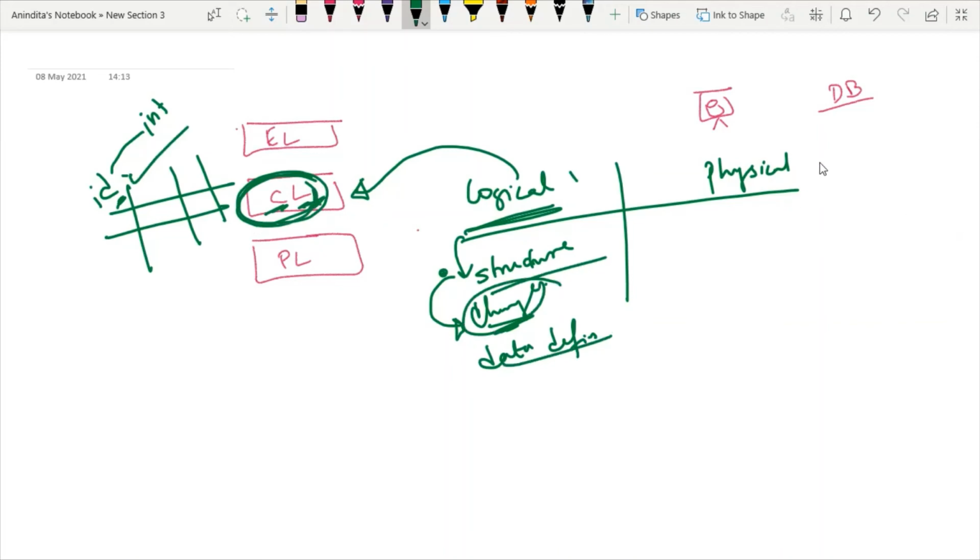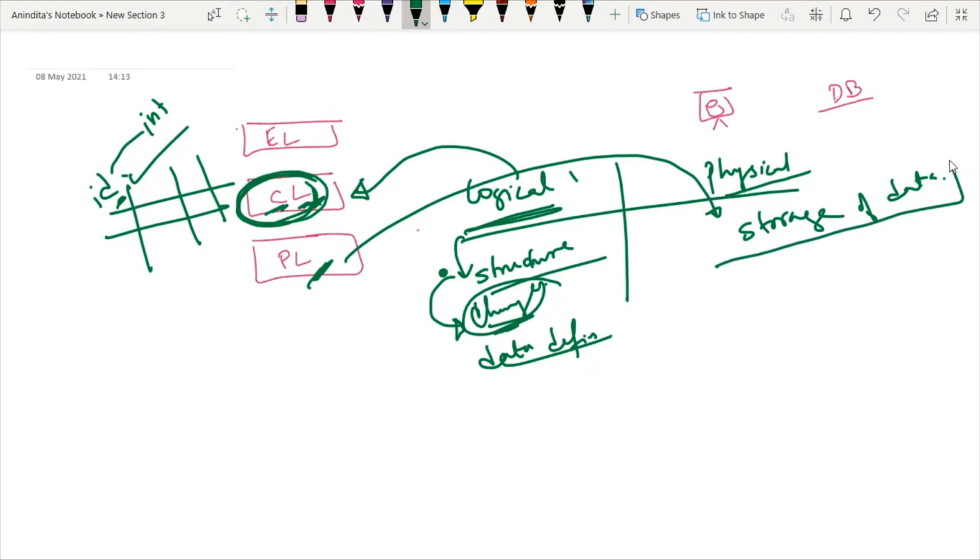On the other hand, what is physical data independence? It is mainly concerned about storage of data. And we know that the physical layer is responsible for dealing with the storage structure, meaning where I am storing the data, whether it is in secondary memory, in disk, or in tapes. Or it also concerns accessibility. So since physical data independence is concerned about data storage, it is clearly associated with the physical layer.